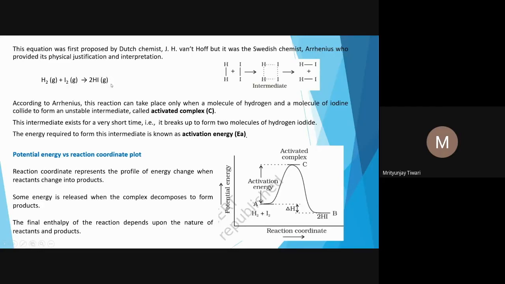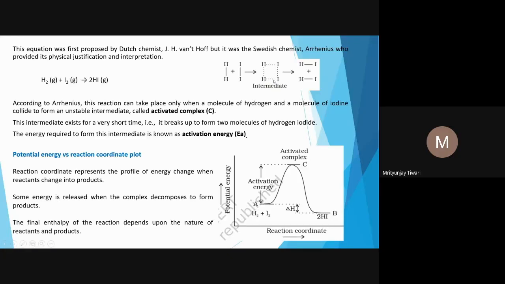Two molecules of HI gas are produced. So in this reaction, this is the H–H bond, the hydrogen molecule, and I–I is their single bond. When these two react, they first form an intermediate complex, and to form this intermediate complex, certain energy is required.